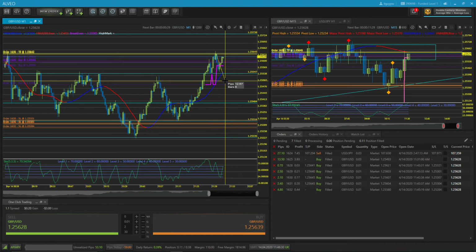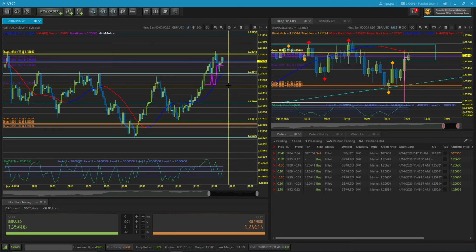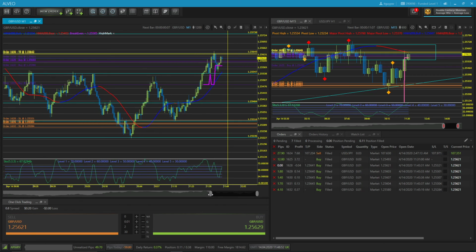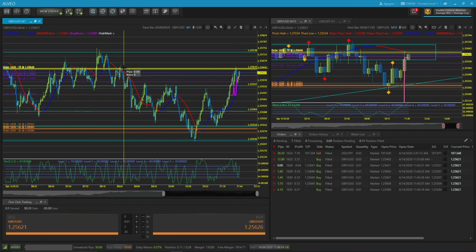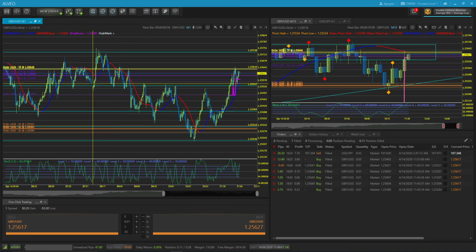So it could pull back quite a bit before it runs back up again. But we are getting higher lows and higher highs on each one of these pullbacks. So I'm still looking for this to come up and break up above this level here. And if it does break, you're looking at having it run up another 10 pips or so. We'll start testing these areas.